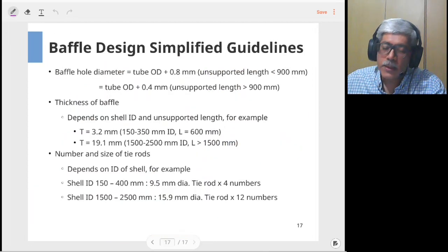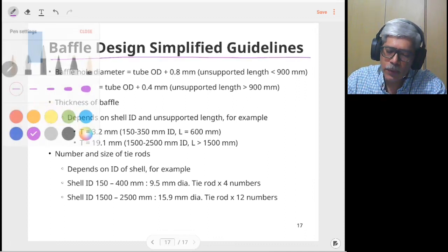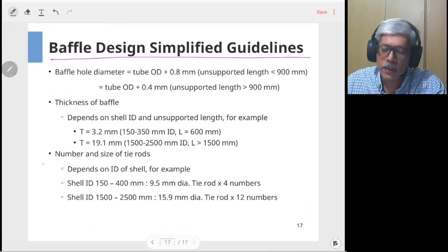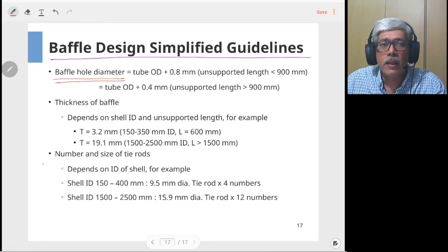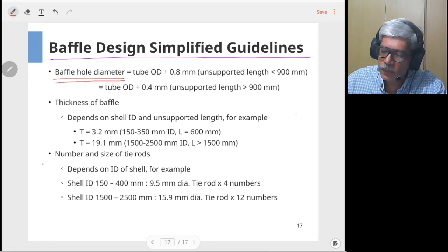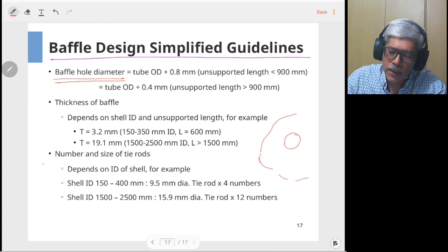When you are designing the baffles, actually there are no strength calculations for the design. What you use are certain guidelines which are given in TEMA. Some of them I'm just bringing here for the information. The baffle hole diameter is one of the important aspects. For example, this is a baffle through which there is a baffle hole, and inside the baffle hole you have the tube which is passing.